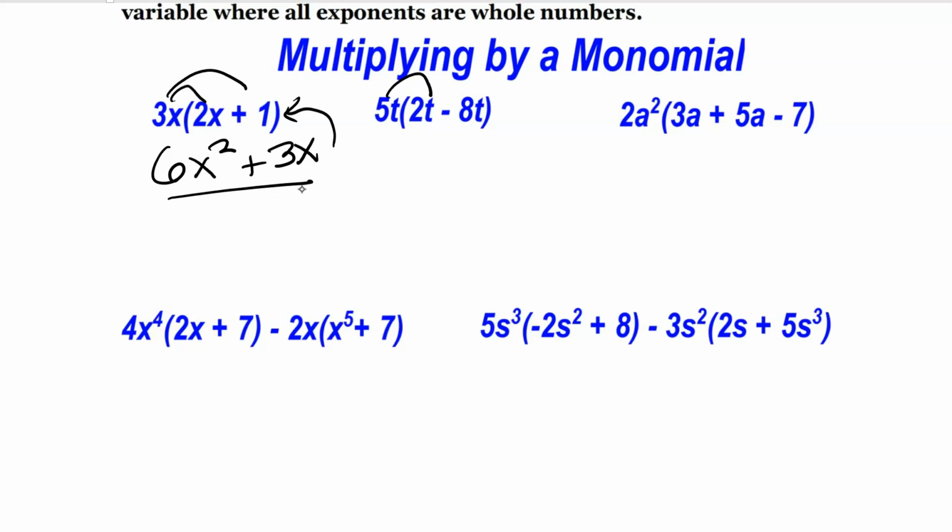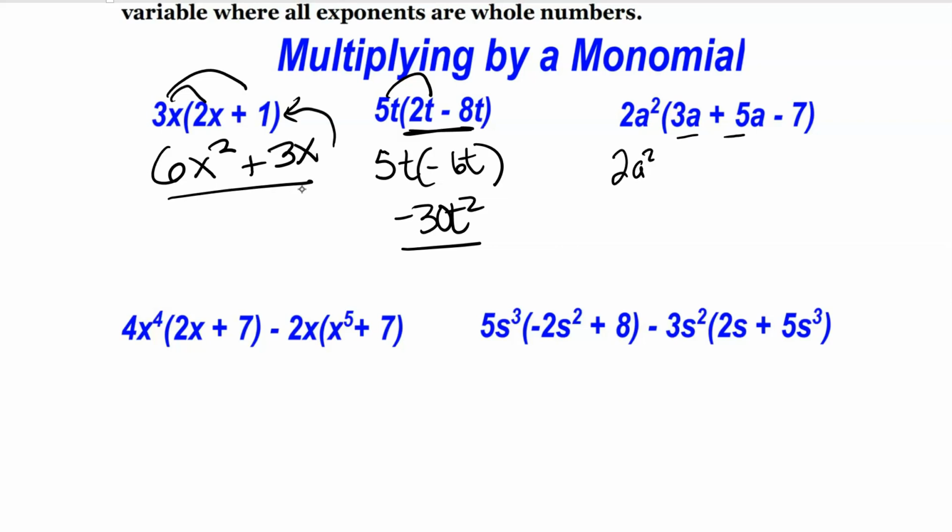So 5t times 2t. Technically, we combine like terms in the parentheses. So we have 5t. Both ways will work, but we're going to follow order of operations, times negative 6t. And that's going to give us what? Negative 30t squared. Okay? Same thing here. We have 2a squared, because we have two of the same terms in the parentheses. Let's go ahead and combine them, times 8a minus 7. So now when we distribute, 2a squared times 8a is going to give me 16a cubed.